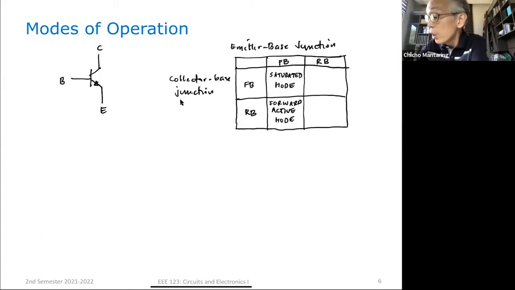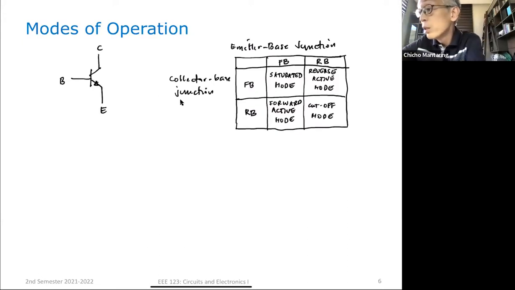When the collector base is forward biased and the emitter base is reverse biased, this is called your reverse active mode. And finally, when both emitter and collector junctions are reverse biased, this is called cutoff mode. So those are your 4 modes of operation.